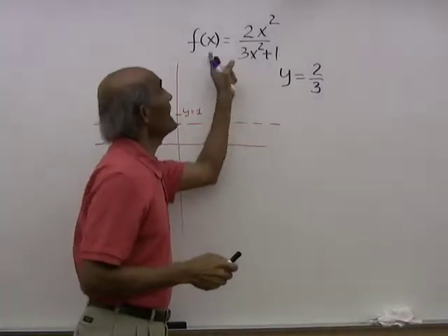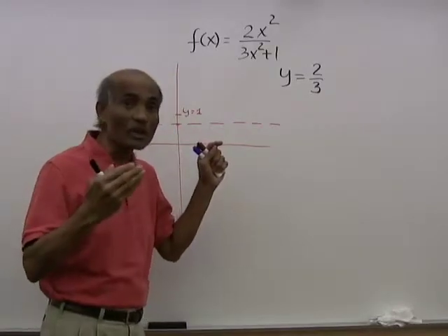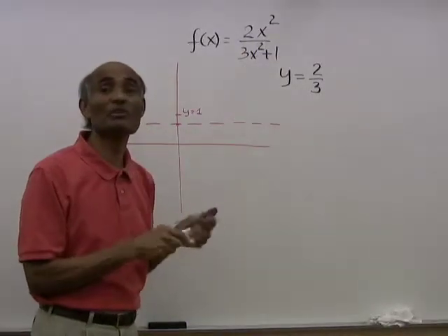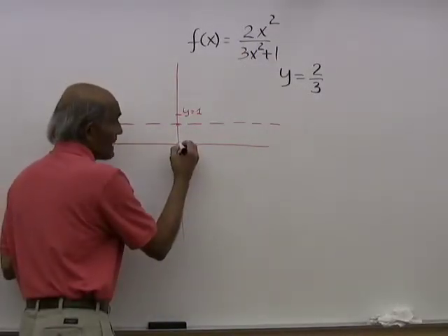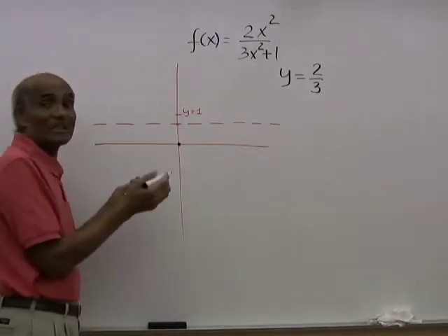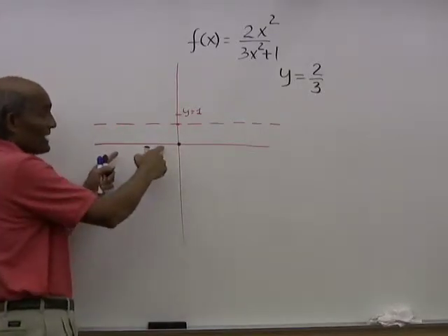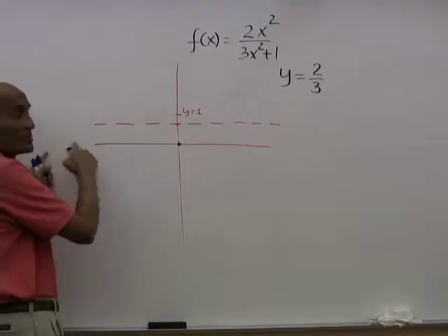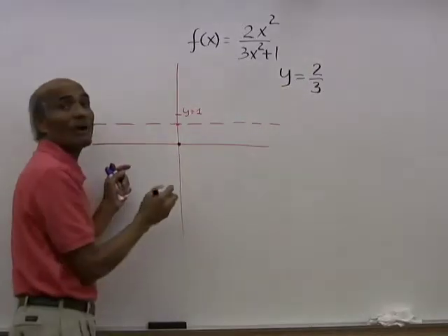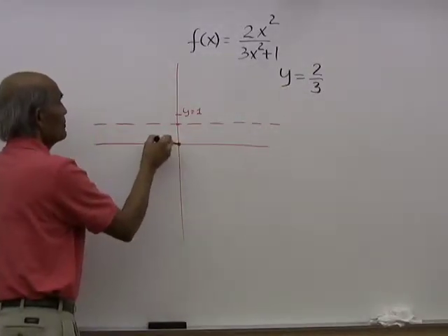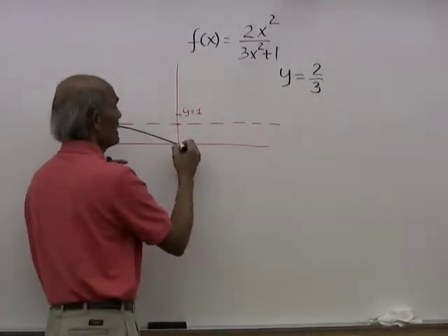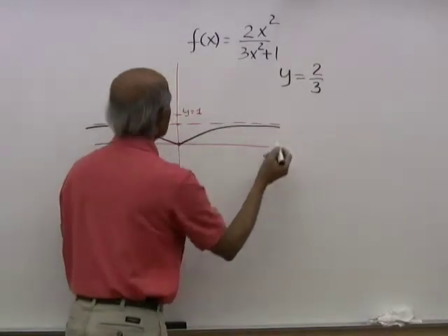Now tell me, when x equals 0, what is the value of the function? If you put x equal to 0, the function value will be 0. That means the graph has to touch the origin. Now, once you know that, it's easy to sketch the graph, because as x goes to negative infinity or positive infinity, the function value is going to approach y equal to 2/3. So this will be the behavior to the left of x equal to 0, and this will be the behavior to the right of 0.